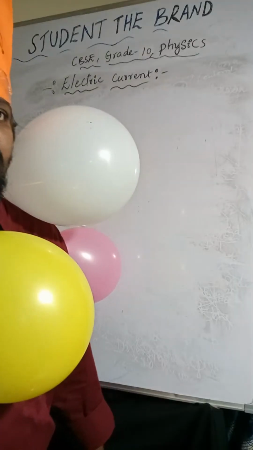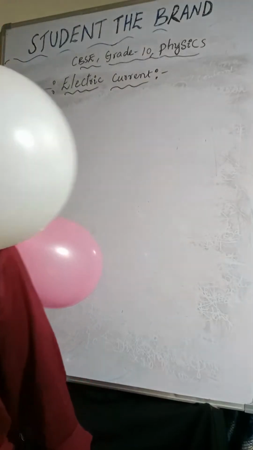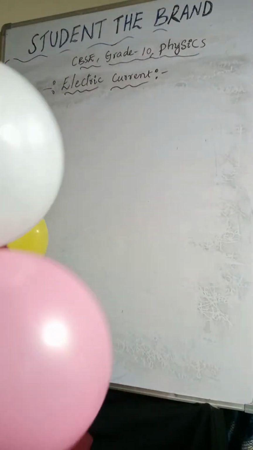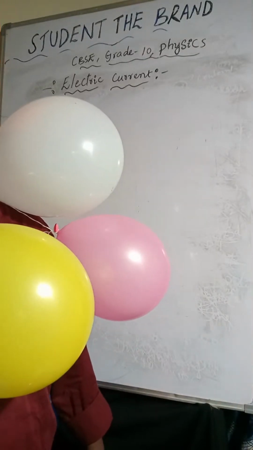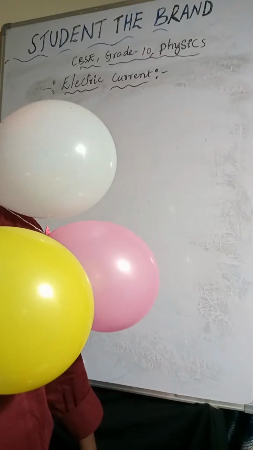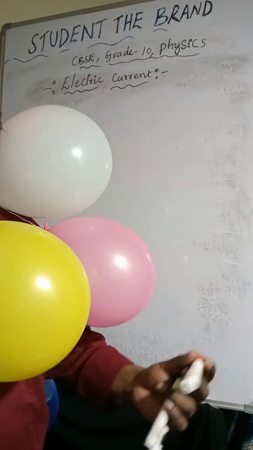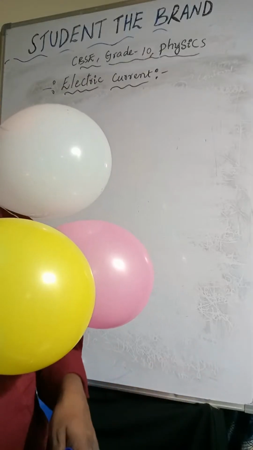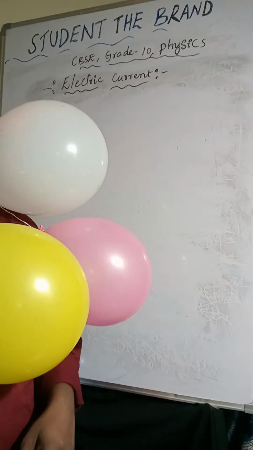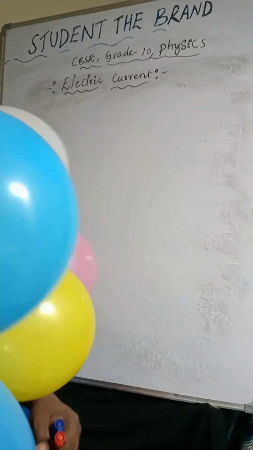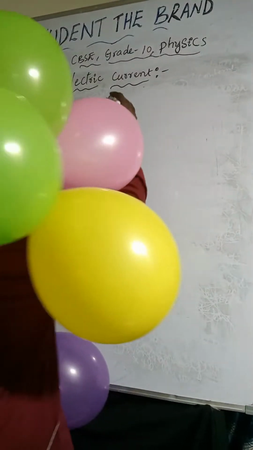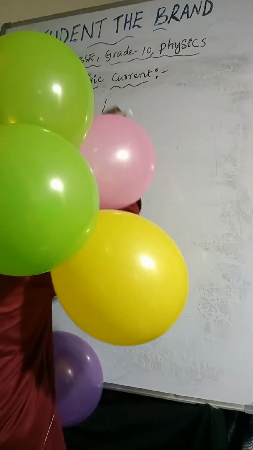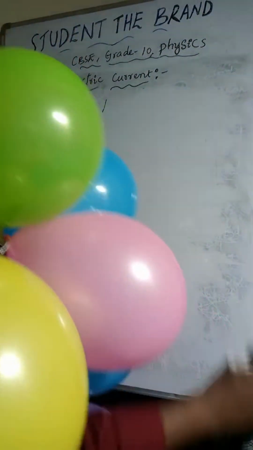Now we will discuss electric circuit. A continuous and closed path of an electric current is known as an electric circuit. Before discussing this one, we will discuss electrical elements.